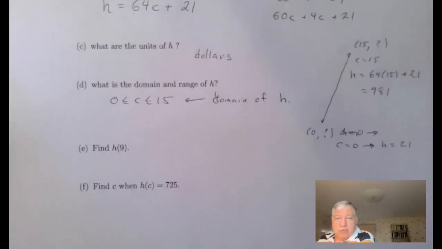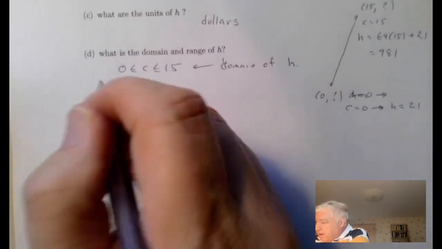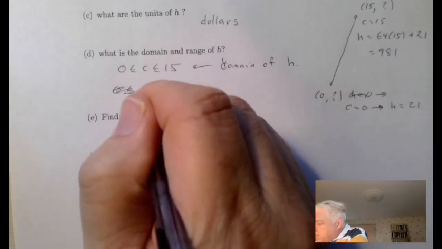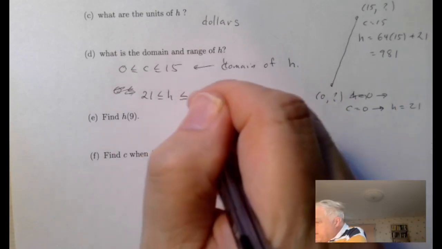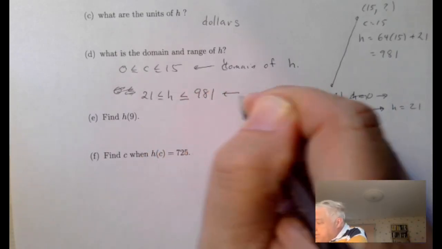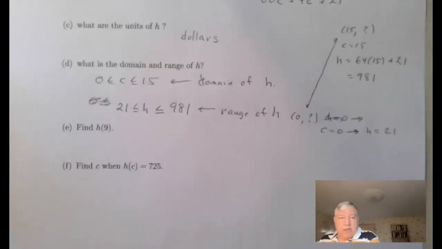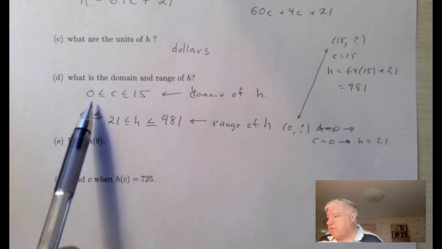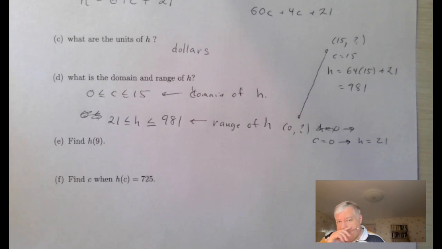Okay. So H ranges from these two numbers. So H is ranging from 21 to 981. So this is the range of H. Okay? And what's going on here is basically, if you were to plot this line in the plane, the x coordinates would range from 0 to 15, and the y coordinates would range between these two numbers. Okay? That's what we're talking about.